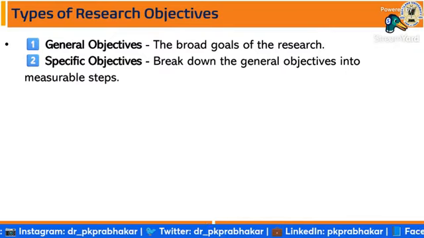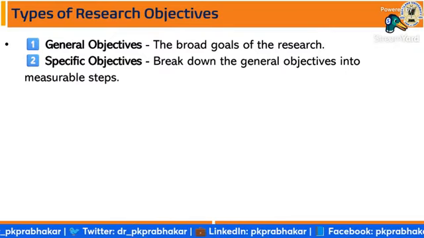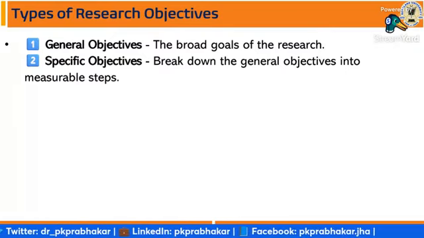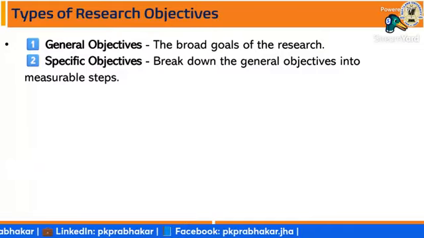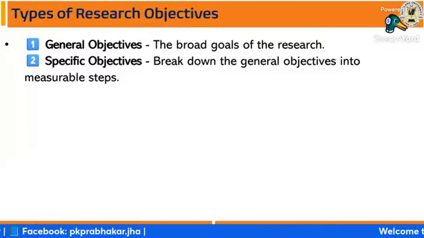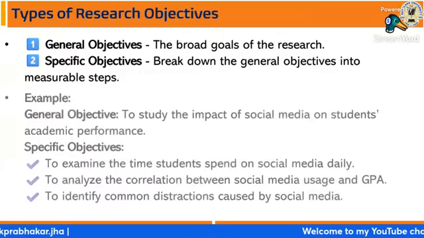So there are two different types of research objectives that can be classified. It will be a general objective, that is a broad goal of a research, and a specific objective, which is a breakdown of your general objective. So a general objective can be broken down into different specific objectives.